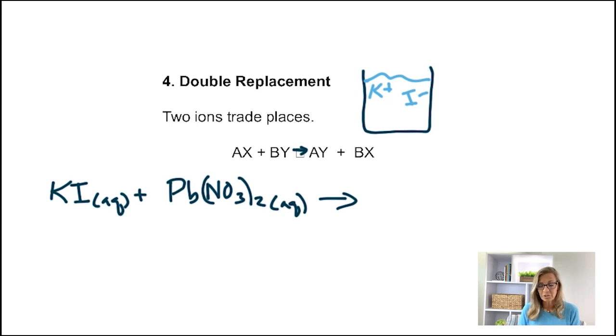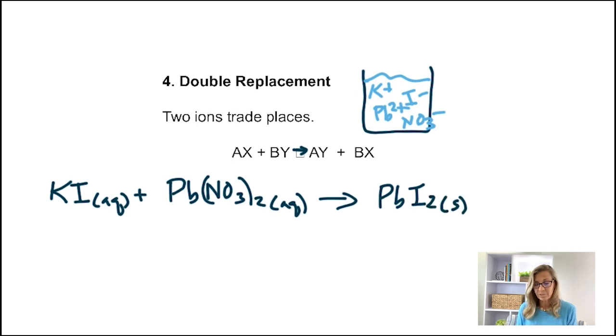Another aqueous solution. So who's going to jump in? I've got lead ions and nitrate ions floating around. And so these ions are going to be bumping into each other. And guess what happens? Well, the lead is going to grab the iodide and actually precipitate. And then also we're going to have potassium nitrate, aqueous.